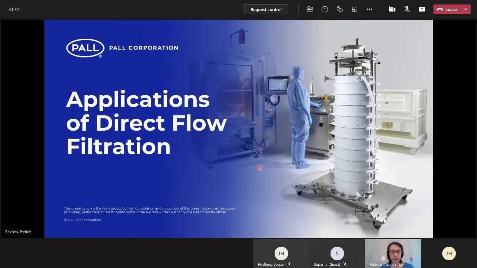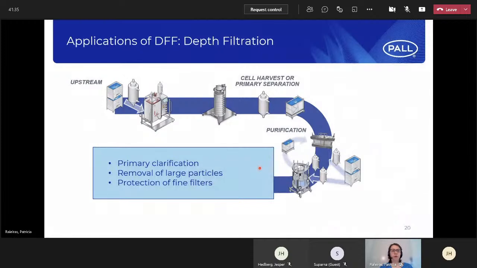So what can we do with them? One application of direct flow filtration is depth filtration. Depth filtration is used mostly for the primary clarification after a bioreactor step. Depending on whether your product is intracellular or extracellular, you might need a lysis step between the bioreactor and the filtration step. But in fact, many of the products used as biopharmaceuticals are extracellular, so you don't even need the lysis. Because the cells or the cell debris will be retained in the depth filters and not be recoverable, your product needs to be in solution.